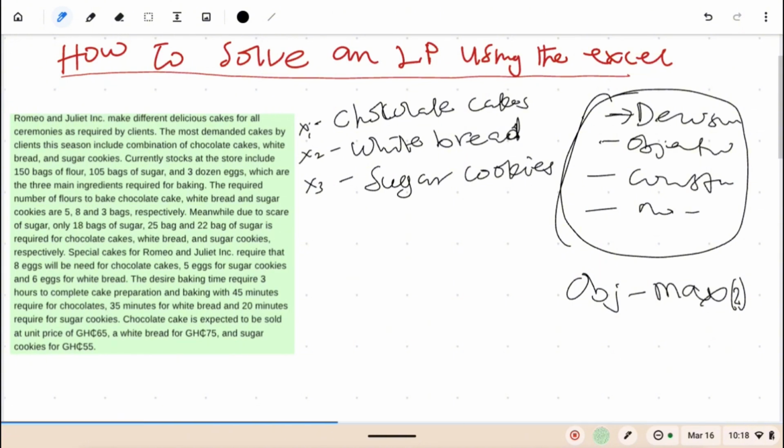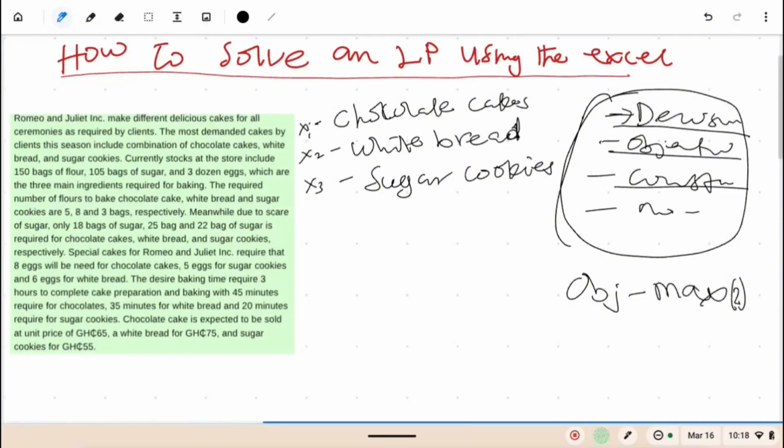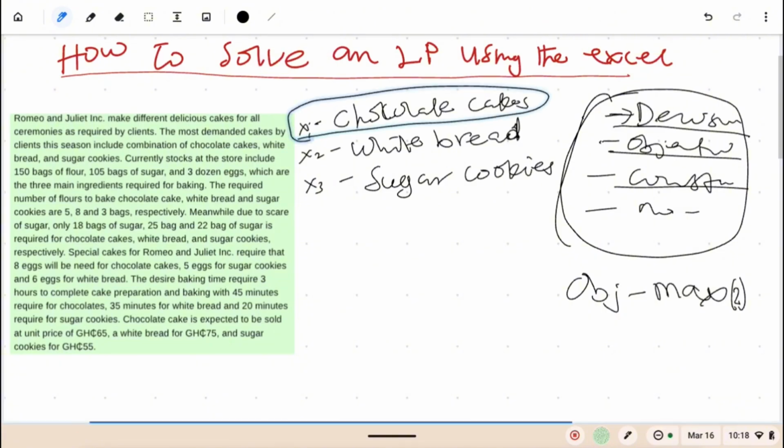So now we know our decision variables, we know our objective function. Let's talk about the constraints. We said the constraints are the things that contribute to their objective function, or to their decision variables. So here we know that these are decision variables. We are saying let x1 represent the chocolate cake. The constraints are the things that were involved before you can arrive at this chocolate cake, this white bread, and this sugar cookies.